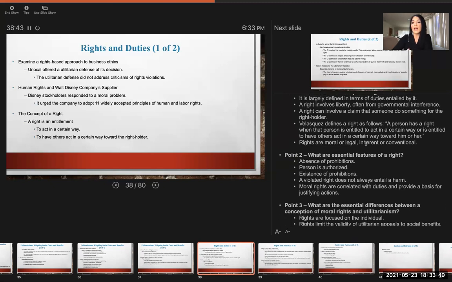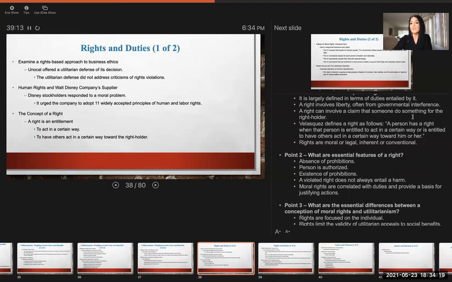In this particular aspect, we talk about a person having a right when the person is entitled to act in a certain way and to have others act in a certain way toward them as well. Rights are moral or legal, inherent or conventional. We look at the essential features of a right: the absence of prohibitions, a person being authorized, and the existence of prohibitions. A violated right does not always entail a harm. Moral rights are correlated with duties and provide a basis for justifying actions as well.